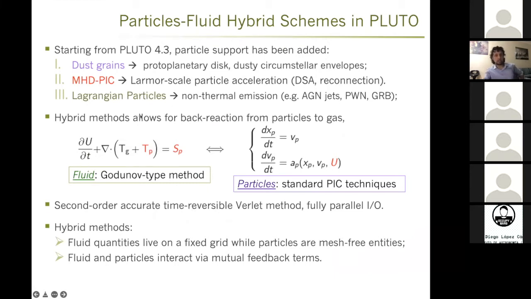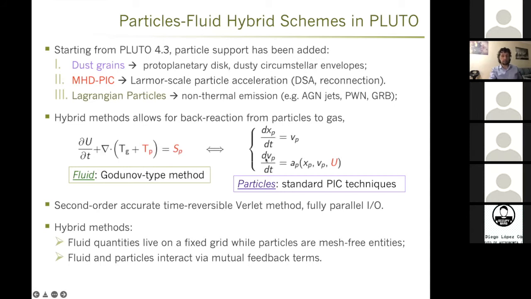So imagine coupling a fluid with a bunch of particles, because they cannot be described in a different way, or we don't want them to be described in a different way. Now, a Godunov-type method will be the same as before, but with the addition of one flux term, which depends on the particles, and a source term, which also depends on the particles.